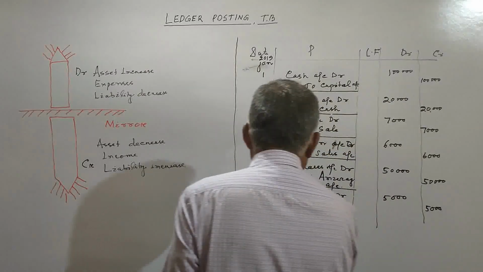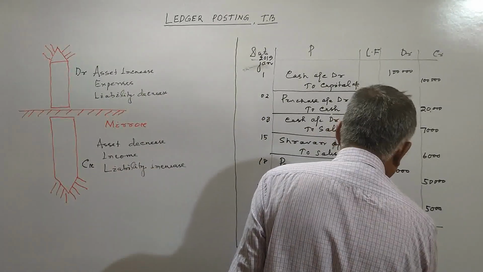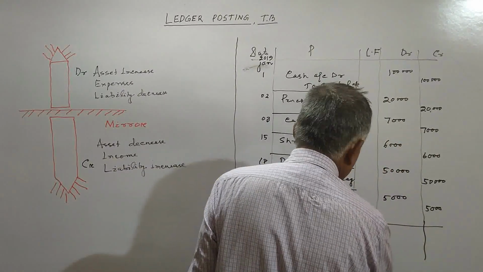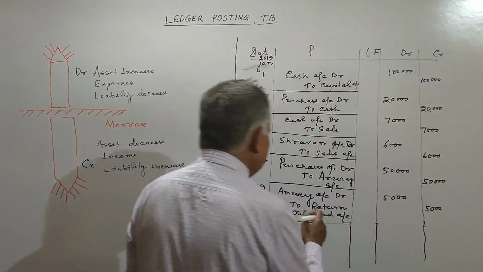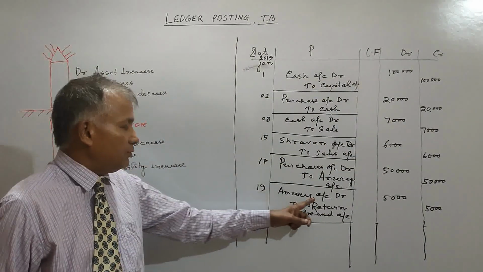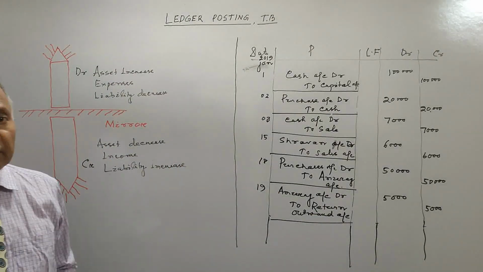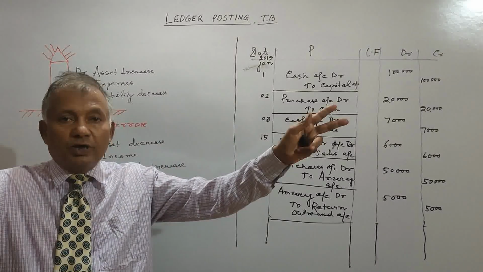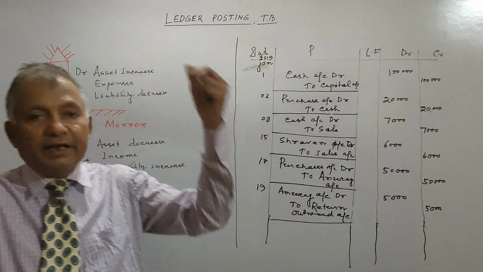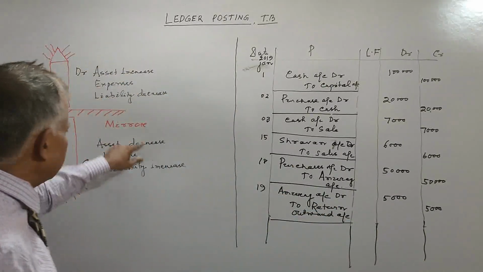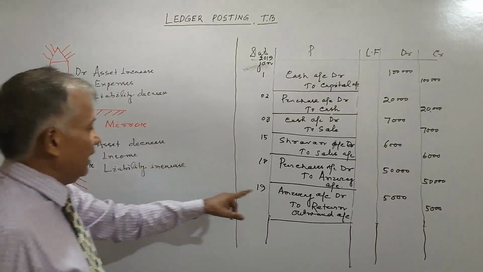5,000. So here there are two names. One is return outward. Another one is purchase return. You can write any one. You can write Anurag account debit to purchase return. Purchase return means goods is going out from the business, from the stock decrease, therefore asset decrease, therefore it is a credit.